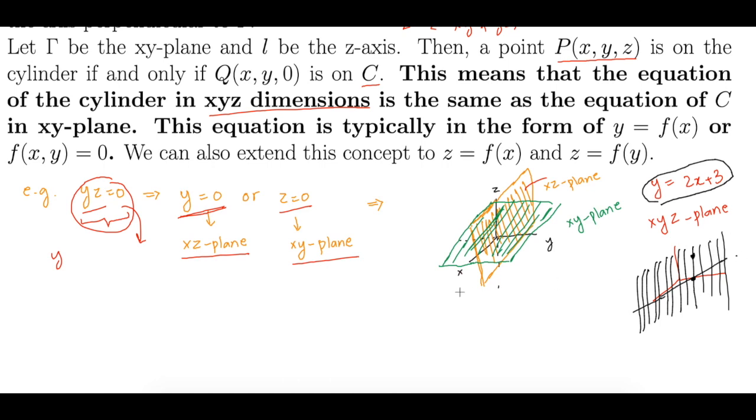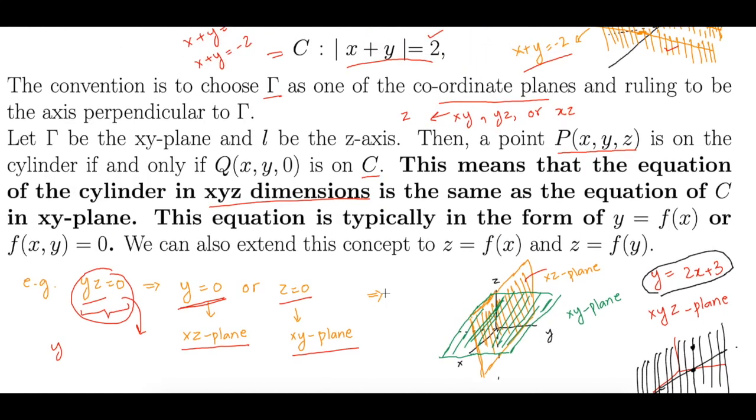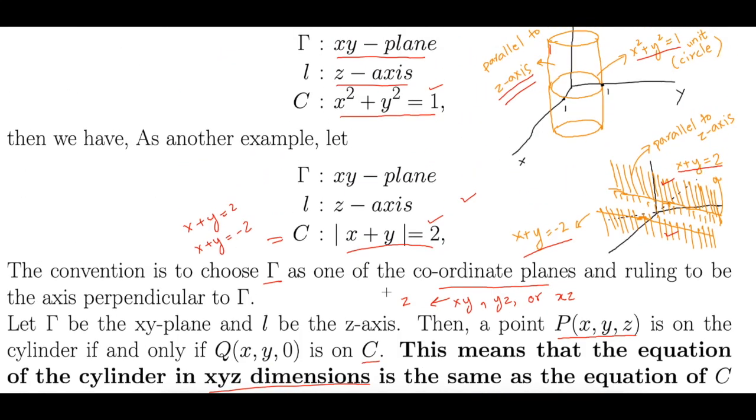So to summarize, this is a small introduction about cylinders and how the term is used in technical terms. It can be closed or it can be open, and usually we use the planes to be coordinate planes and the ruling to be the perpendicular line to the coordinate plane.